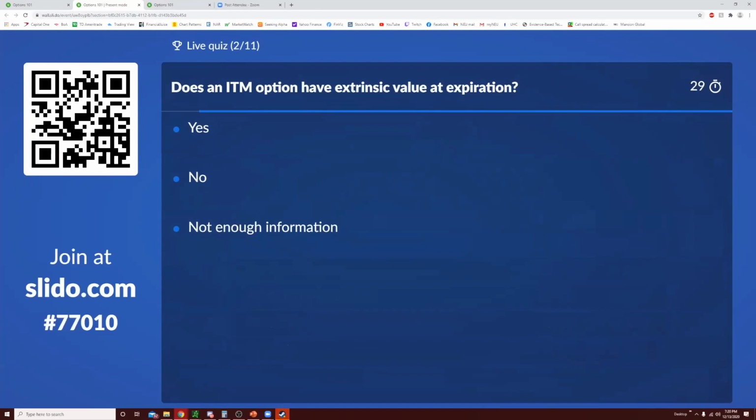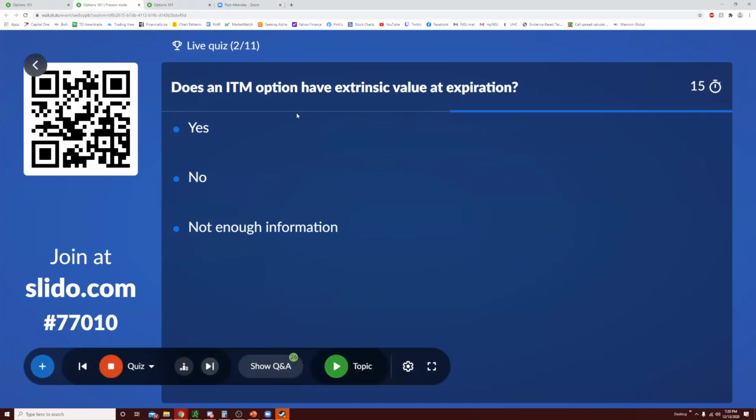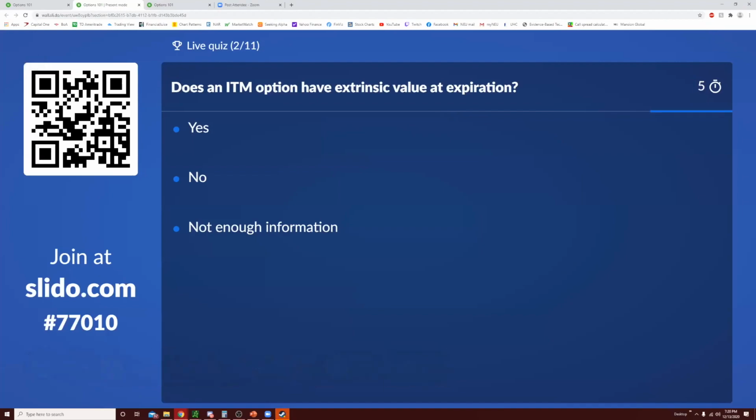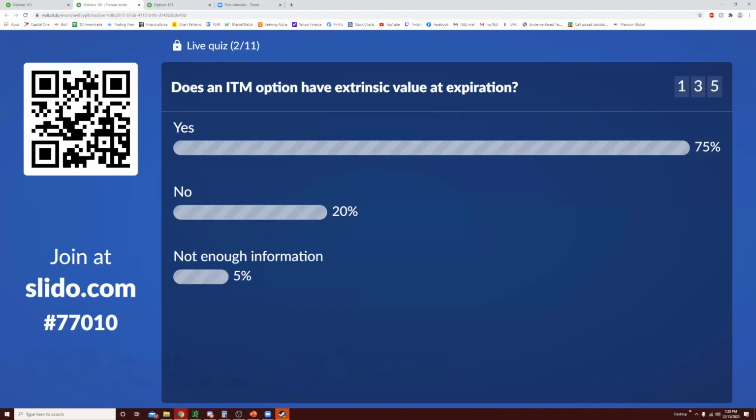Does an in the money option have extrinsic value at expiration? Yes, no, not enough information. Five seconds. Okay, so a good amount of you said yes. 75% of you said yes, and only 20% said no. 5% said not enough information.